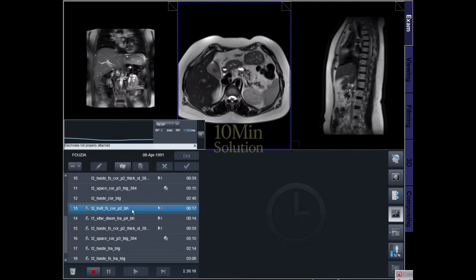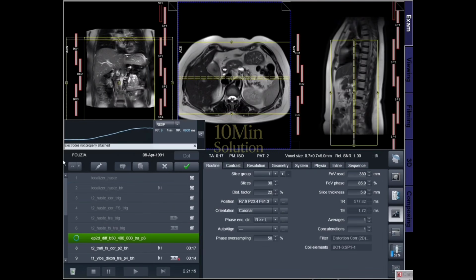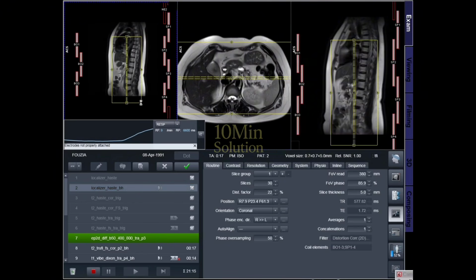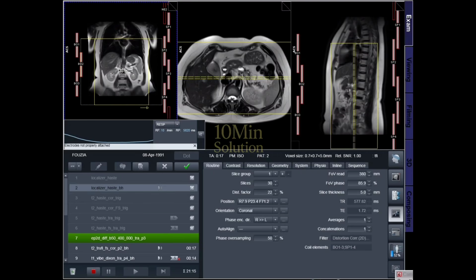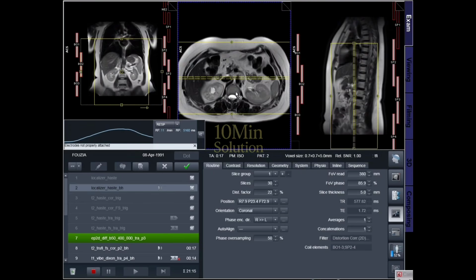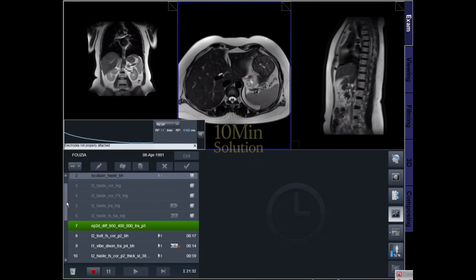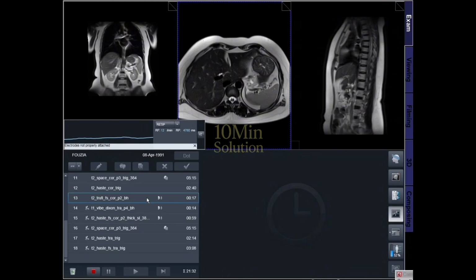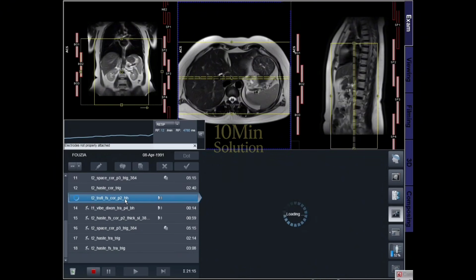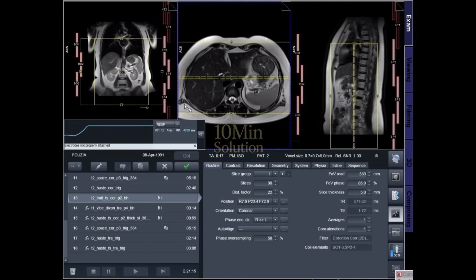Now breath hold. Okay, at first open the protocol and look at the localizer. And everything is now fine. Now apply. Now the next T2 TRUFI. Isn't everything now okay?